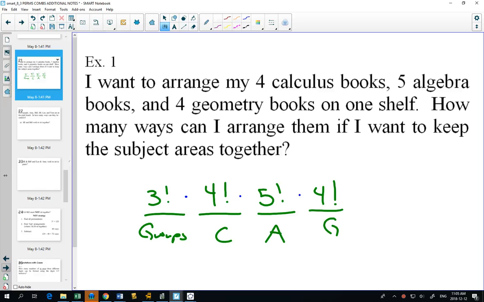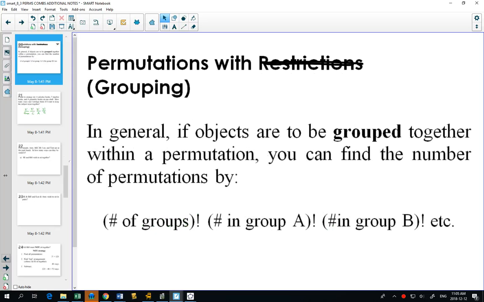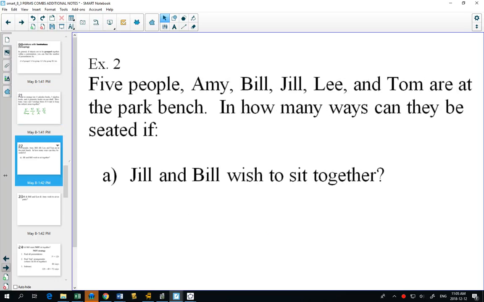So this is called a grouping question, because certain things want to be in a group. And whenever you have a grouping question, if we go back, you first do the number of groups that you have, factorial, and then you look at each group individually and arrange within those groups. So grouping questions can come about in a number of different ways.